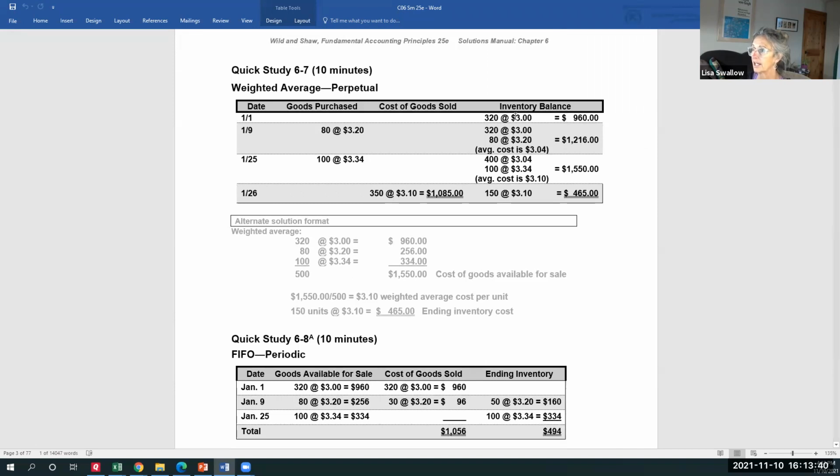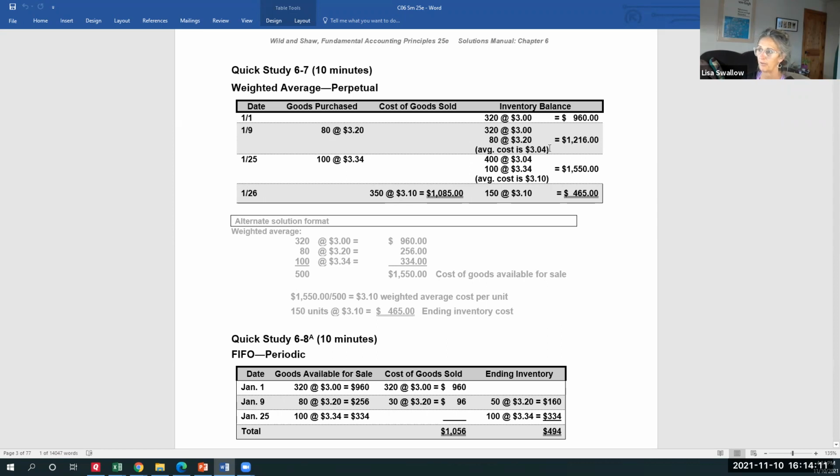So here, again, same thing, beginning balance, always remember to put that in. So now I'm going to recalculate my weighted average. On the 9th, I bring in 80 more units. So now I've got 400 units, $1,216 is what it cost me. So I'm going to go to my calculator and take $1,216 divided by 400 units. My average cost is $3.04.